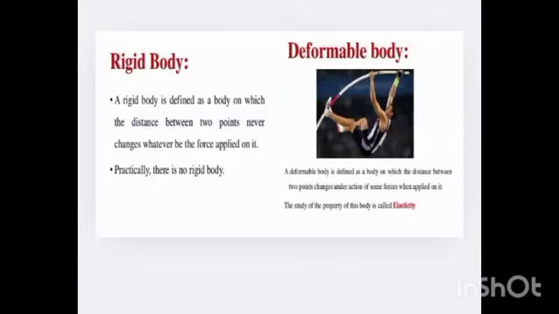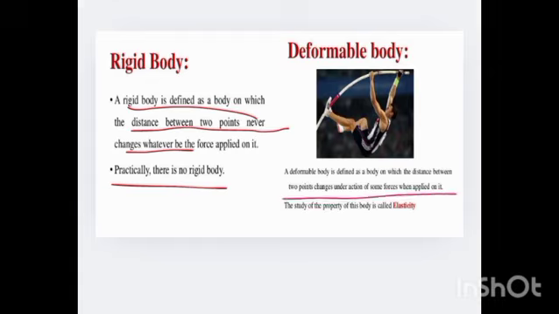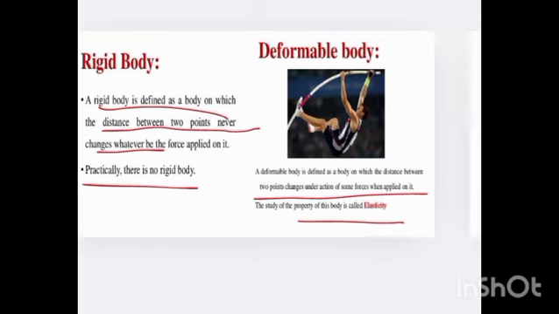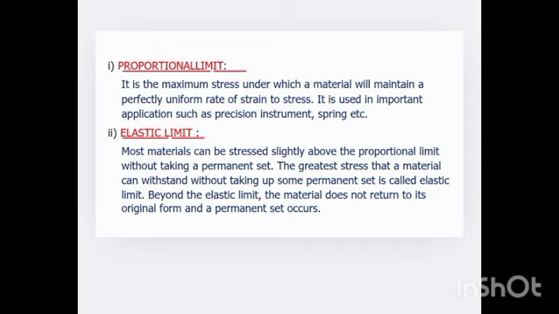Then rigid body. A rigid body is defined as a body where the distance between 2 points never changes whatever the force applied. Practically, there is no rigid body. Then deformable body. This deformable body is opposite to a rigid body. When we apply stress to this body, the distance between 2 points changes. The study of properties of this deformable body is called elasticity.